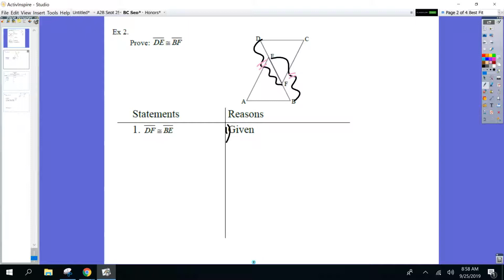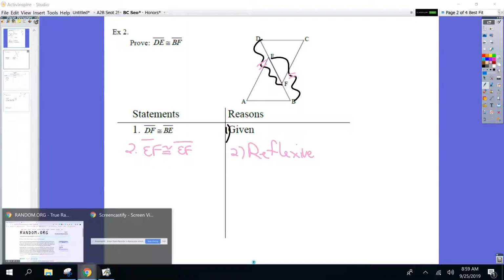So I need to figure out, what do I need to subtract? What do I need to subtract from DF and BE? EF, and hopefully it's the same thing. So I'll subtract EF, and then I'll write that as EF congruent to EF by what postulate or property? The reflexive. Now how many quantities do we have? Two, perfect. Need somebody to subtract those for me though.